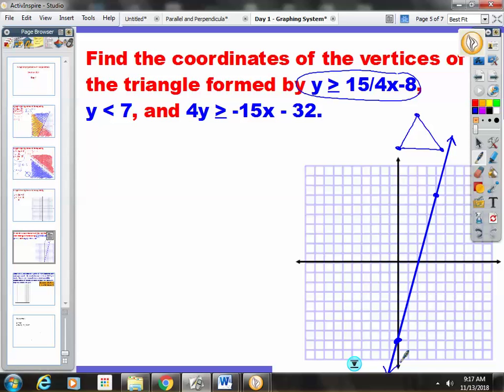The second equation or inequality is y is less than 7. That's like y equals 7, correct? That's going to be a horizontal line at 7. I'm going to go up to 7: 1, 2, 3, 4, 5, 6, 7. I'm going to draw my horizontal line. Now, will this one be dashed or solid? Dashed. So go ahead and draw a dashed horizontal line.